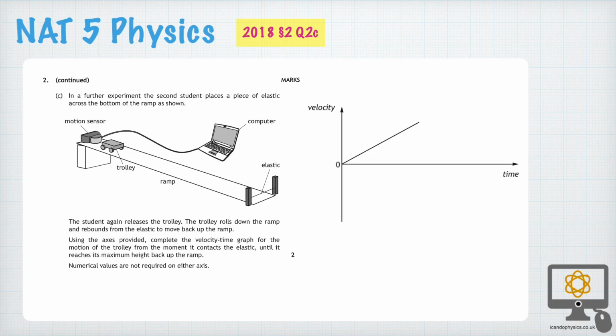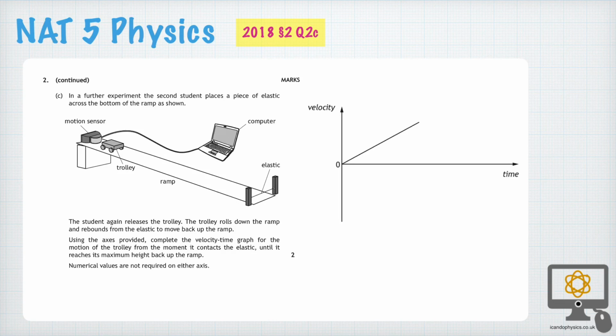Question 2c from the 2018 National 5 Physics paper is actually very tricky. The idea here is a trolley rolls down a ramp, and as it does so, it speeds up. As you can see here, this line shows the speed or the velocity of the trolley increasing with time up until the point where it hits the elastic.